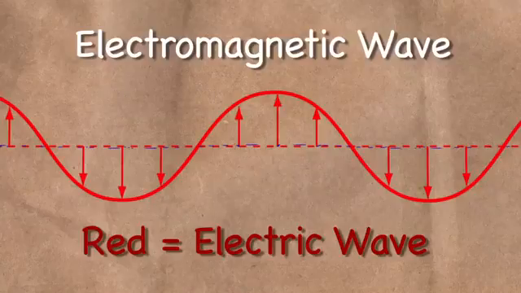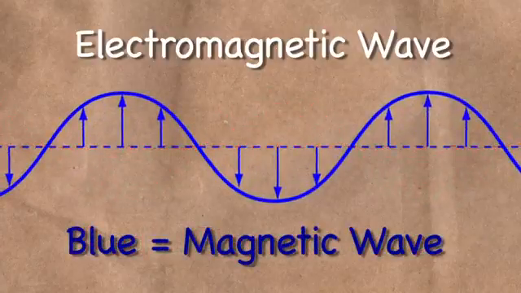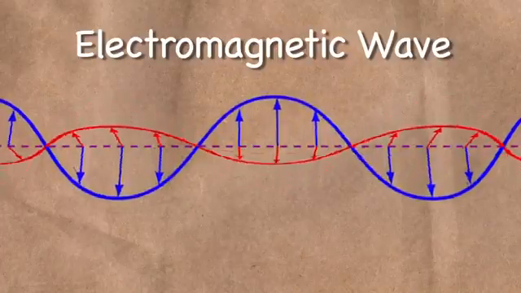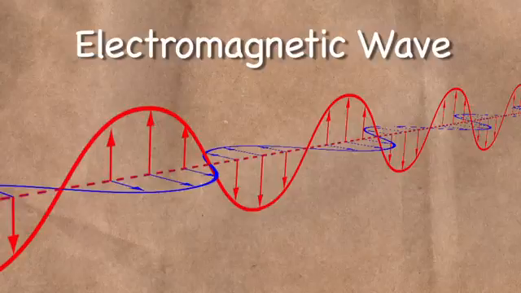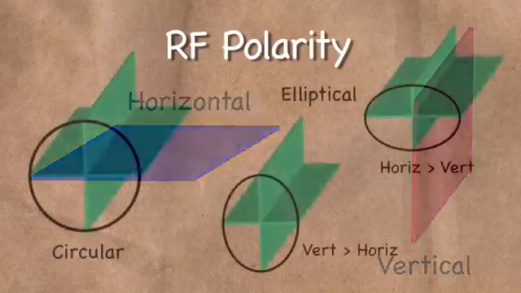Whenever the electric wave is oriented vertically, the magnetic wave is oriented horizontally, and vice versa. Because the electromagnetic waves have a distinct orientation, they are said to be polarized. The polarity of an RF signal can be horizontal, vertical, or even circular.